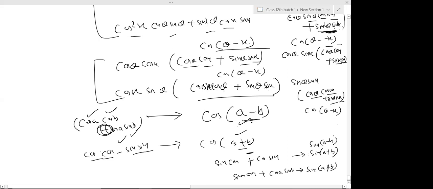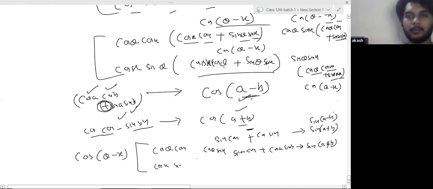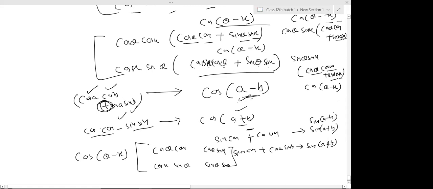All right. So I can take this common element out of the matrix. We can write cos of theta minus x, and in the matrix we have cos theta cos x, cos theta sin x, cos x sin theta, and this is sin theta sin x. All right. This step is clear, everyone? Yes, sir. All right.